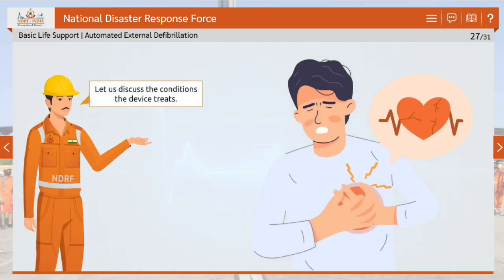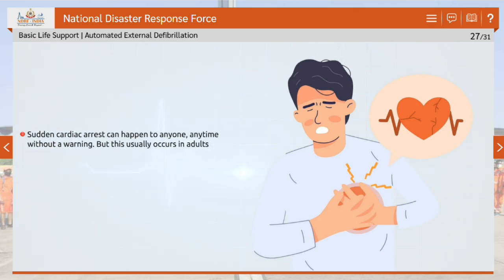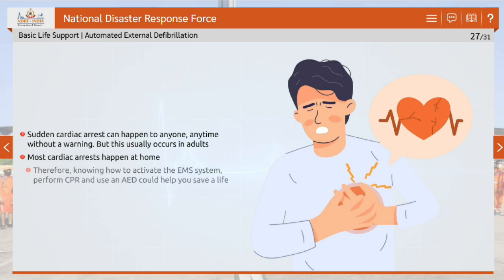Let us discuss the conditions the device treats. Sudden cardiac arrest can happen to anyone, anytime without a warning. But this usually occurs in adults. Most cardiac arrests happen at home. Therefore, knowing how to activate the Emergency Medical Services (EMS) system, perform CPR and use an automated external defibrillator (AED) could help you save a life.